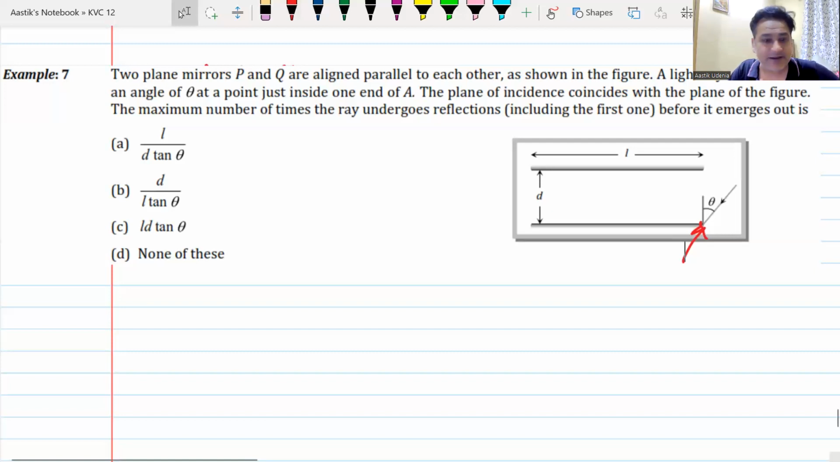I have an answer. Abhiram has given me an answer. Well done, beta. It doesn't matter whether the answer is correct or not. What matters is that you are trying. A is the answer. Anyone got A? Abhiram, well done. L by d tan theta. Yes? L by d tan theta.